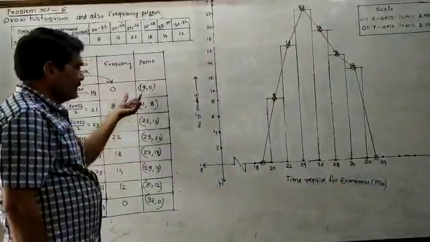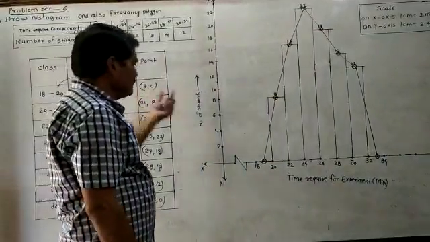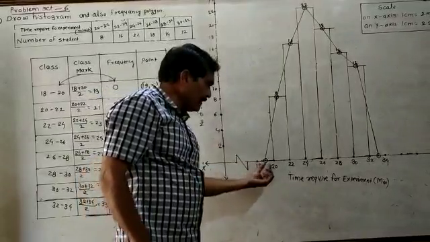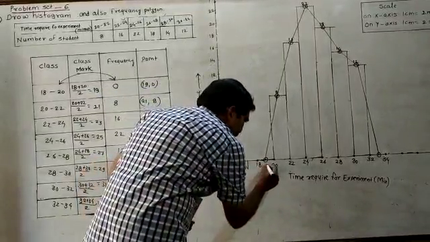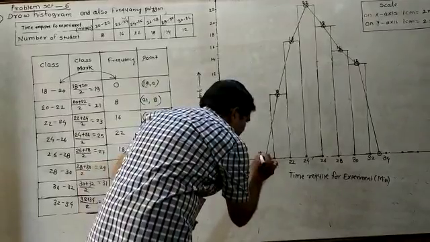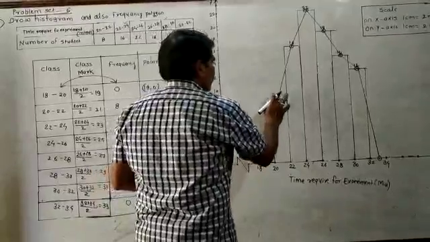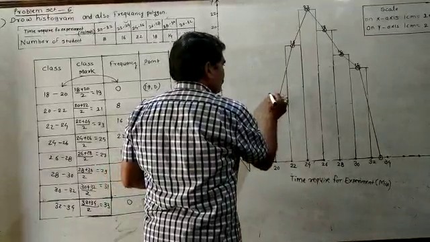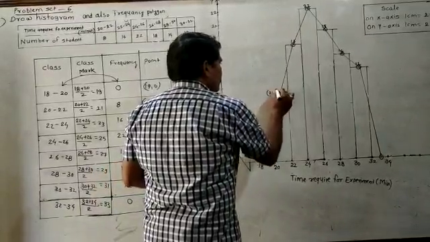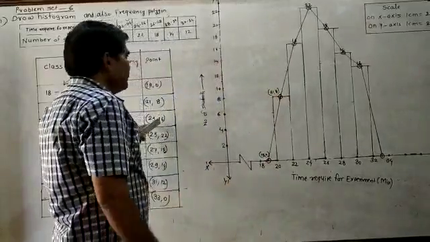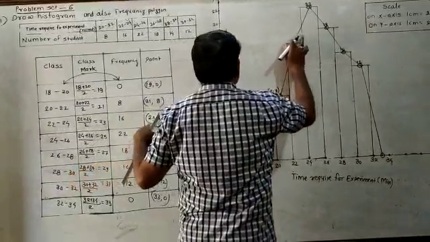Then you have to see that 19 frequency is 0. Here after 18, 19 will come. I will say that this point is 19, 0. Next point 21, 8. So I will say that the coordinate of this point is 21, 8. Next point coordinate 23, 16.